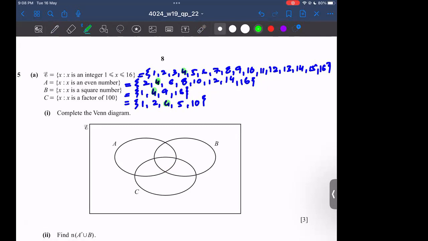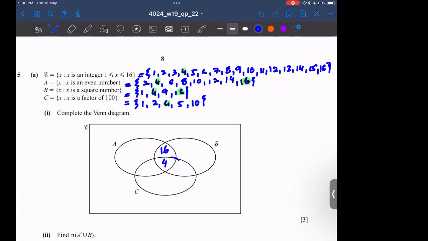None other than that. So we have 4 here. Now, is there any value that is common in A and B except 4? Is there anything common? Yes, 16 is common. Which other value is common? Nothing is common. So other than 4, we have 16 is common.